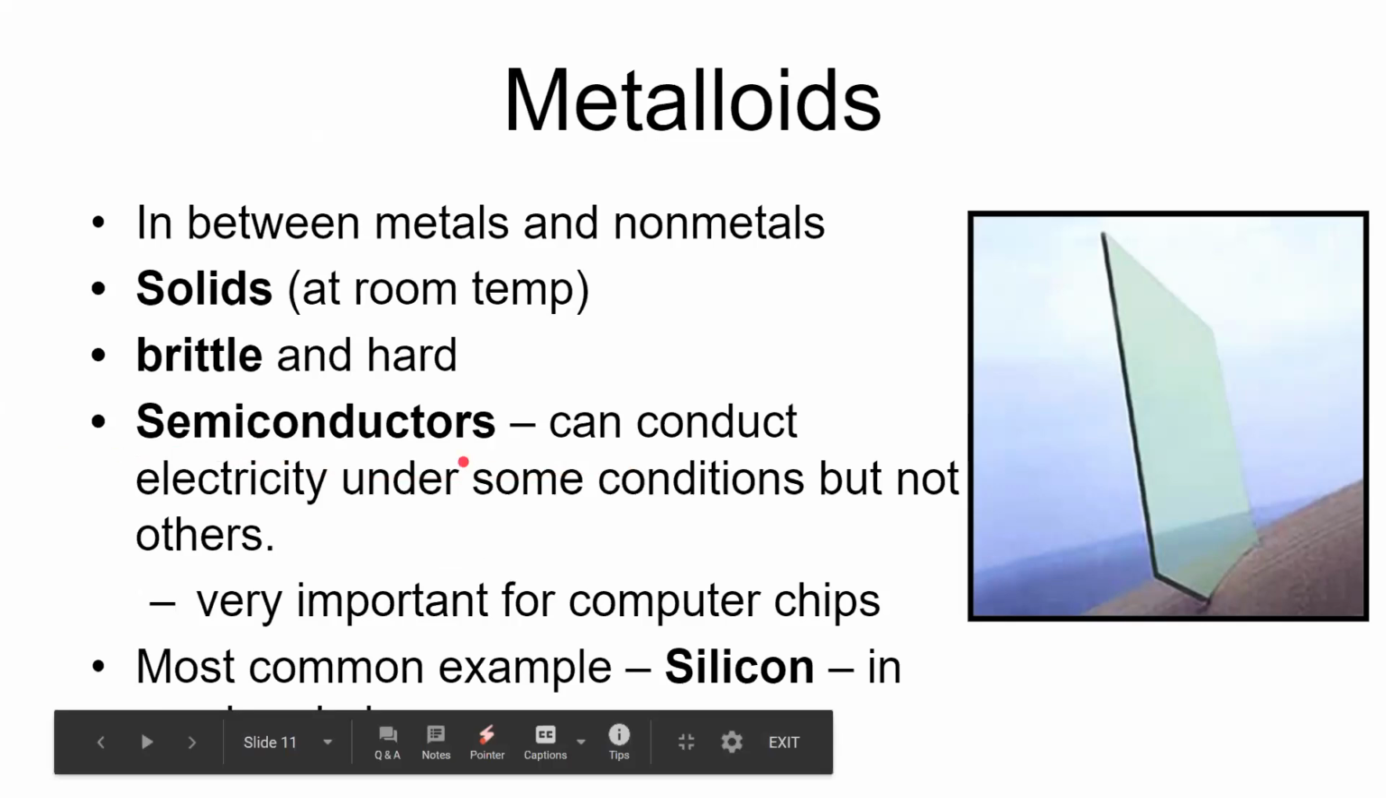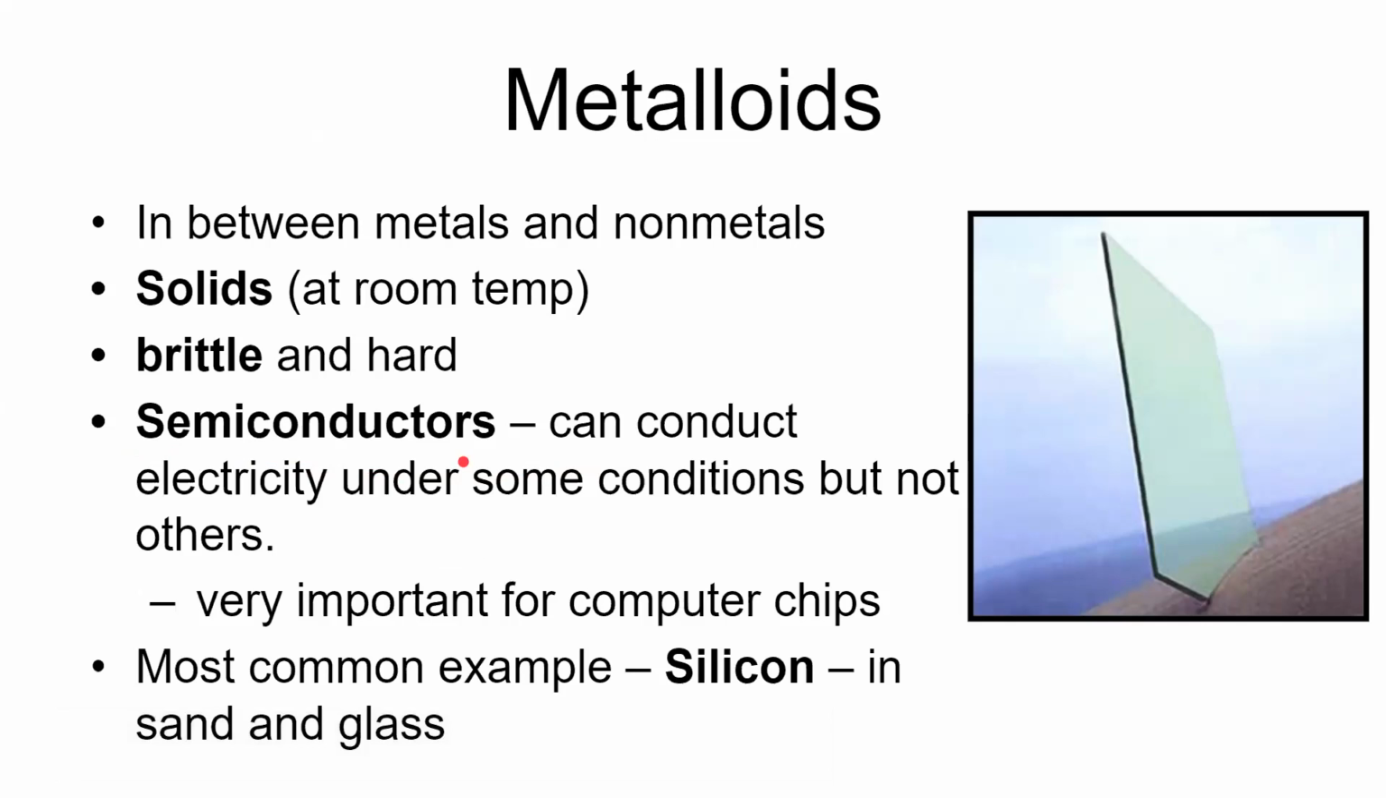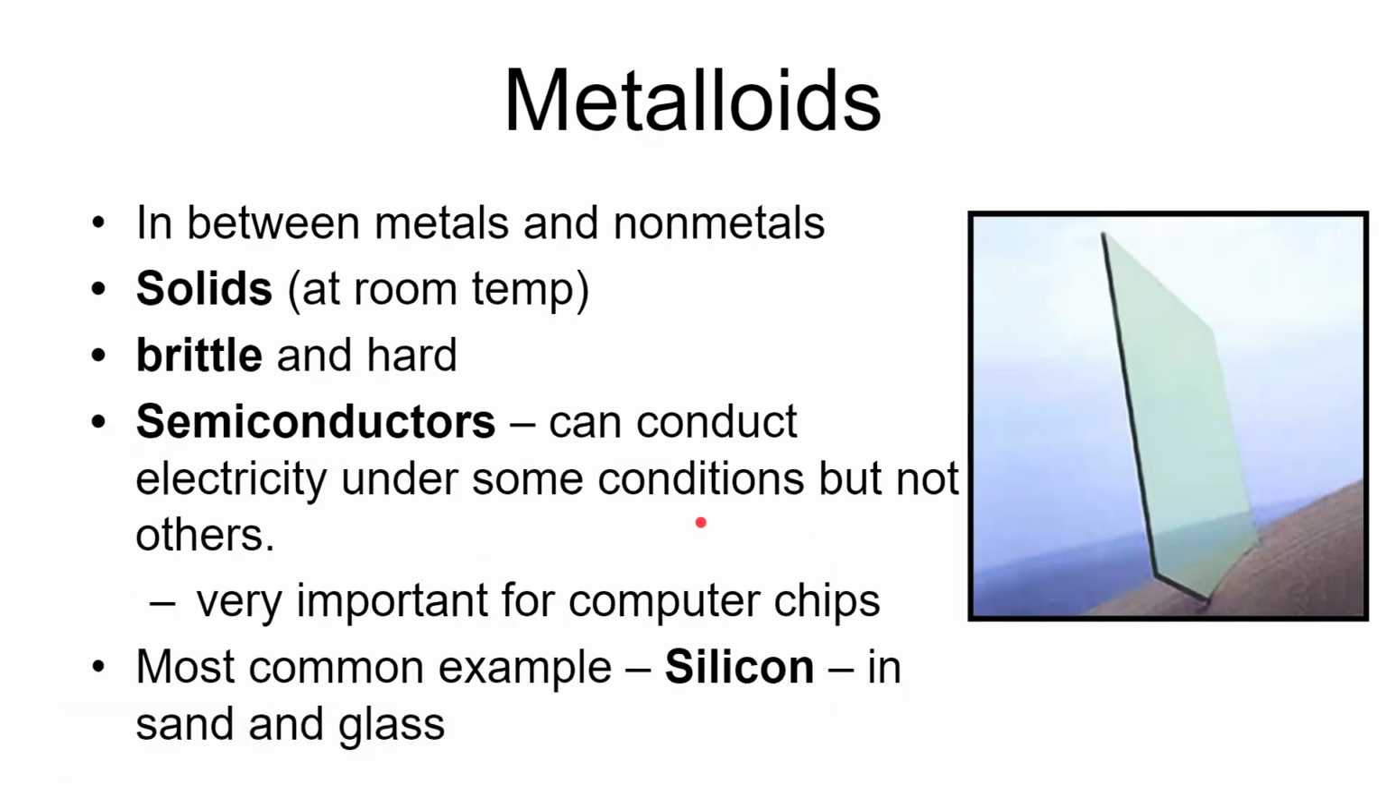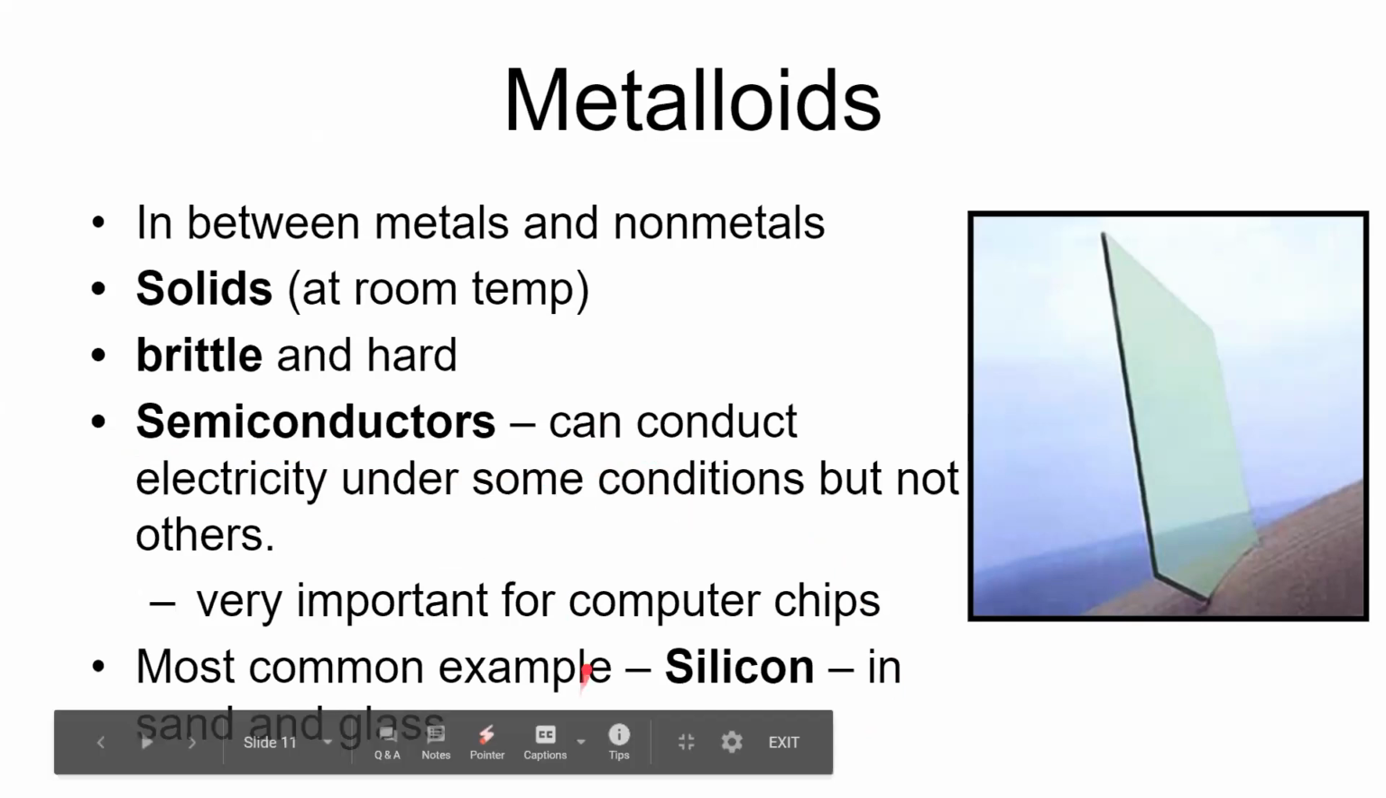Semiconductors can only conduct under very, very specific circumstances. So silicon is a very common semiconductor. Not only is there a lot of silicon in sand, and the glass that makes up the windows of your car and your house is mostly made out of silicon, but there's also a lot of silicon in computer chips.